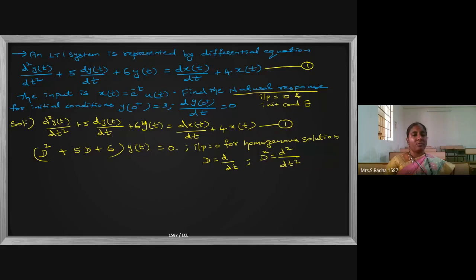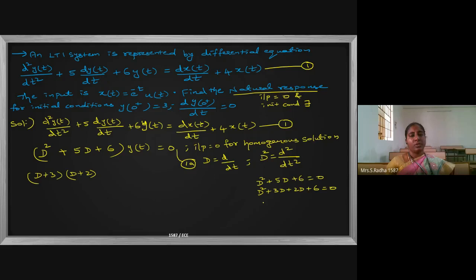Let this be equation 1a. Now find the roots for equation 1a. How I am writing this: D square plus 5D plus 6 equal to 0, which is D square plus 3D plus 2D plus 6 equal to 0.